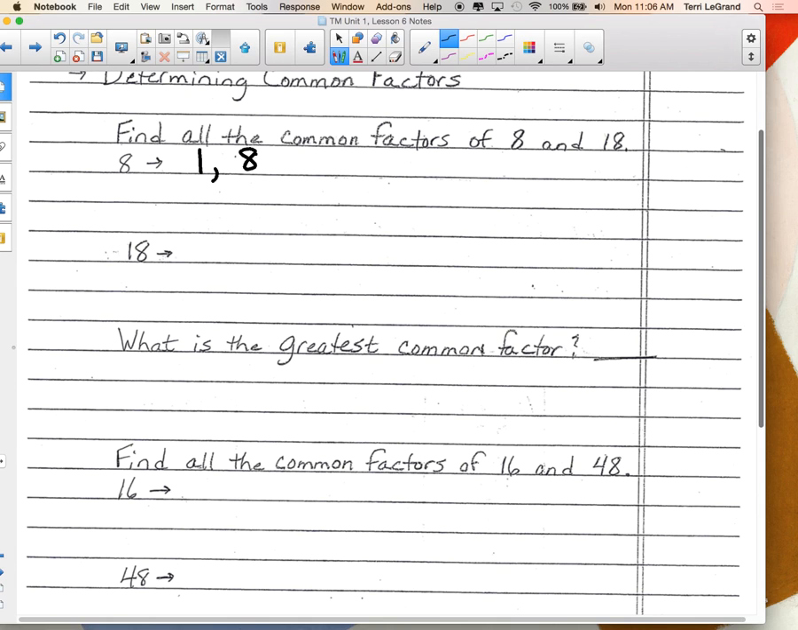8. Okay. Does 2 go into 8? Yes. How many times? 4. 3? No. 4? Well, 4 is already there, isn't it? Okay, let's put these in order. 1, 2, 4, 8. And I want you to put it right here like this, that we don't really have 8 factors of 8. We have 4 factors of 8. Now we just put them in order. Okay, let's do 18. What should we start with?